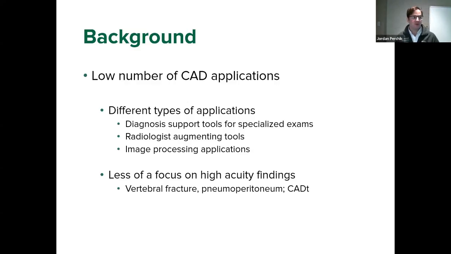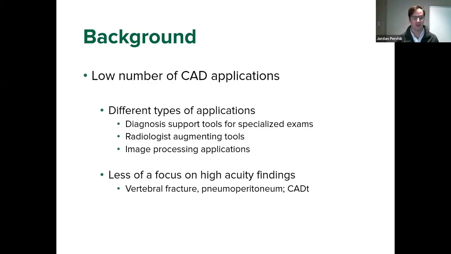But because of that, we have some more unique tools in abdominal imaging that are different from the profile that you'll see with other subspecialties. We have some tools that are more tailored towards very specialized exams, tools that can really augment the types of services that abdominal imaging radiologists can perform. And we have some image processing applications like other subspecialties, but since that's such a high proportion of our AI tools, we can dig into that a little bit here.